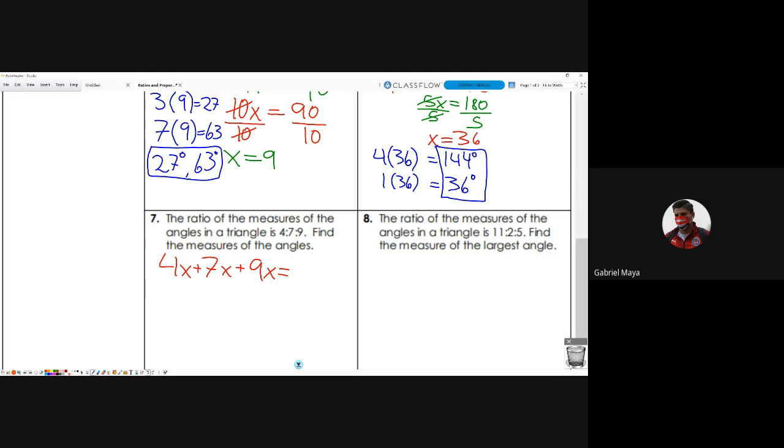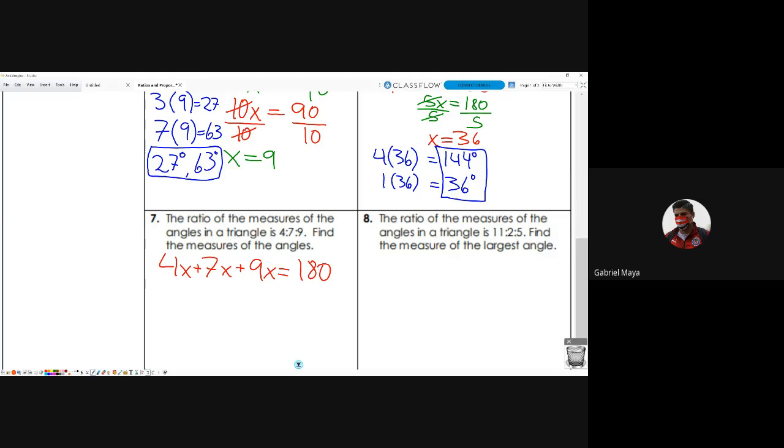And all that equals, well, read the problem. What does it say? The ratio of the measures of the angles in a triangle is 4 to 7 to 9. Find the measures of the angles. So what is this going to equal? Remember? Can it be 180? It has to be 180. If it's a triangle, it has to be 180.